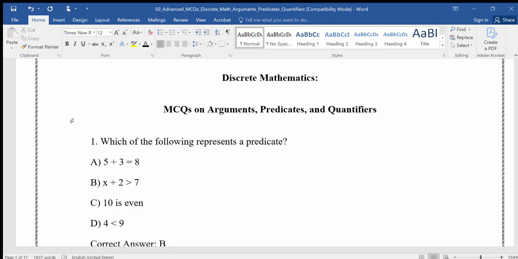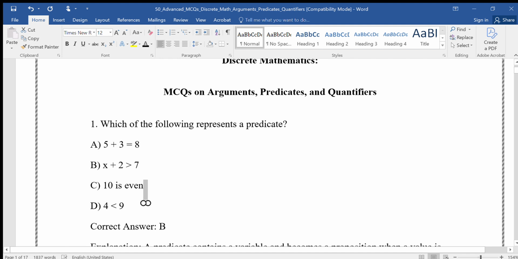Today I am going to discuss MCQs on arguments, predicates and quantifiers. MCQ 1. Which of the following represents a predicate? In case of a predicate, a statement contains a variable. First option, 5 plus 3 equal to 8. It's an equation.